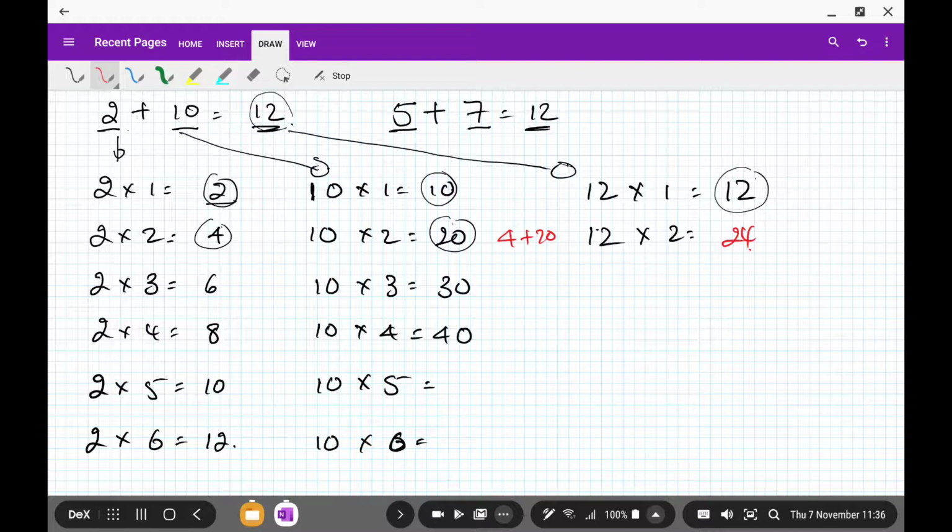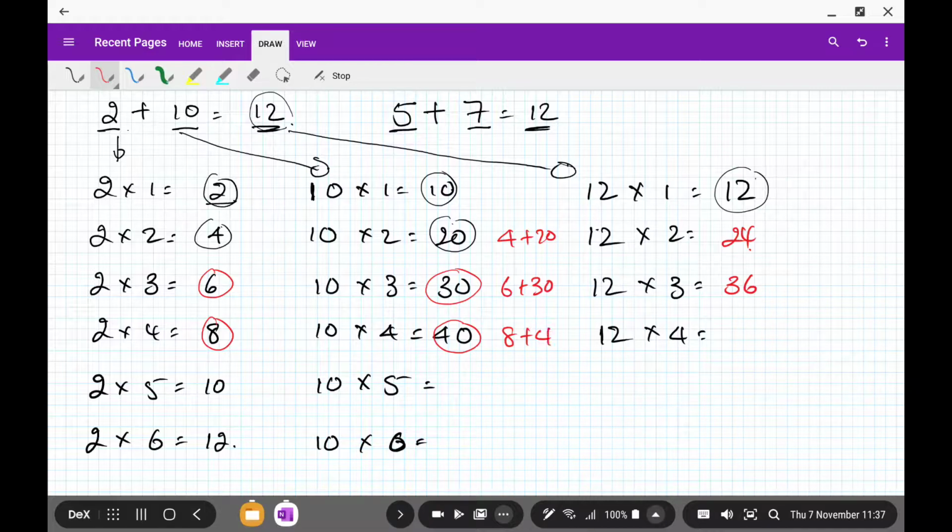And the next one would be 12 times 3. So 12 times 3, what's that? So in this case, it will be 6 plus 30. So 6 plus 30 is equal to 36. Well, see, it makes sense. And then the next one will be 12 times 4. Well, what's 12 times 4? So it's 8 plus 40 is 48.